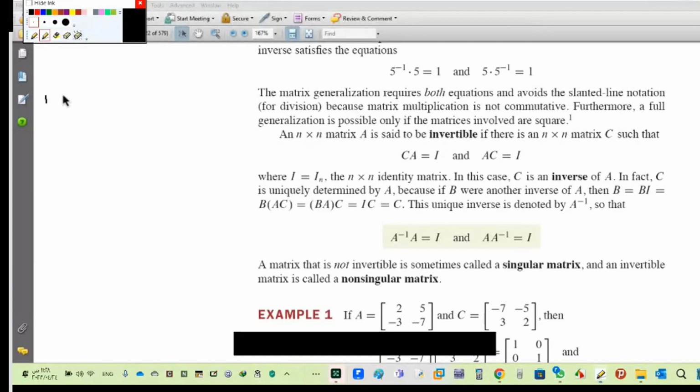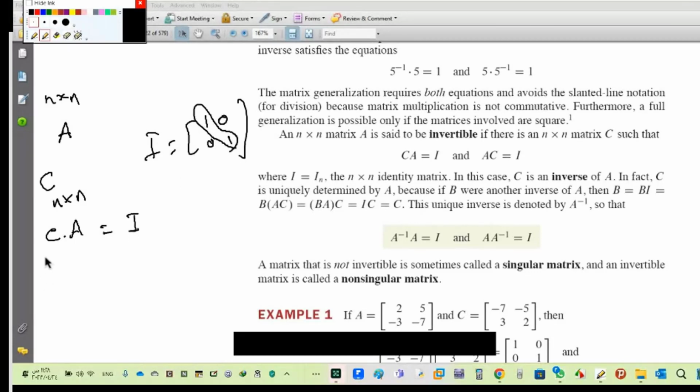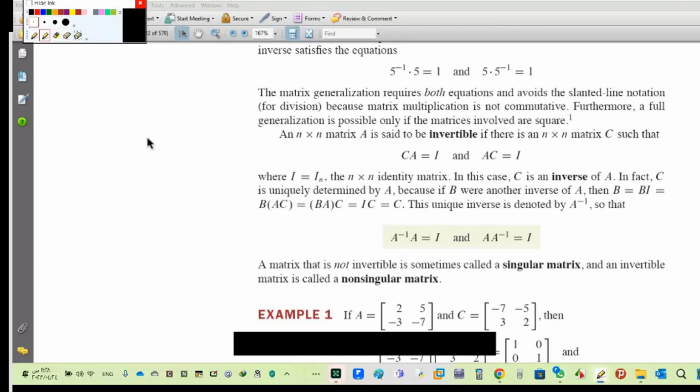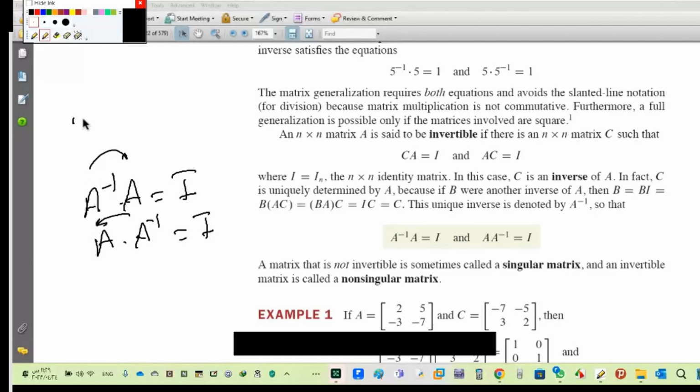Again, if I have an n by n matrix A, so it's a square matrix, and I can find C, again n by n, and I make CA, the result will be I. I is this: 1 0, for example, 0 1. Another way: A minus 1 times A equals I, or A times A minus 1 equals I. So I can flip between them because it's n by n, a square matrix.